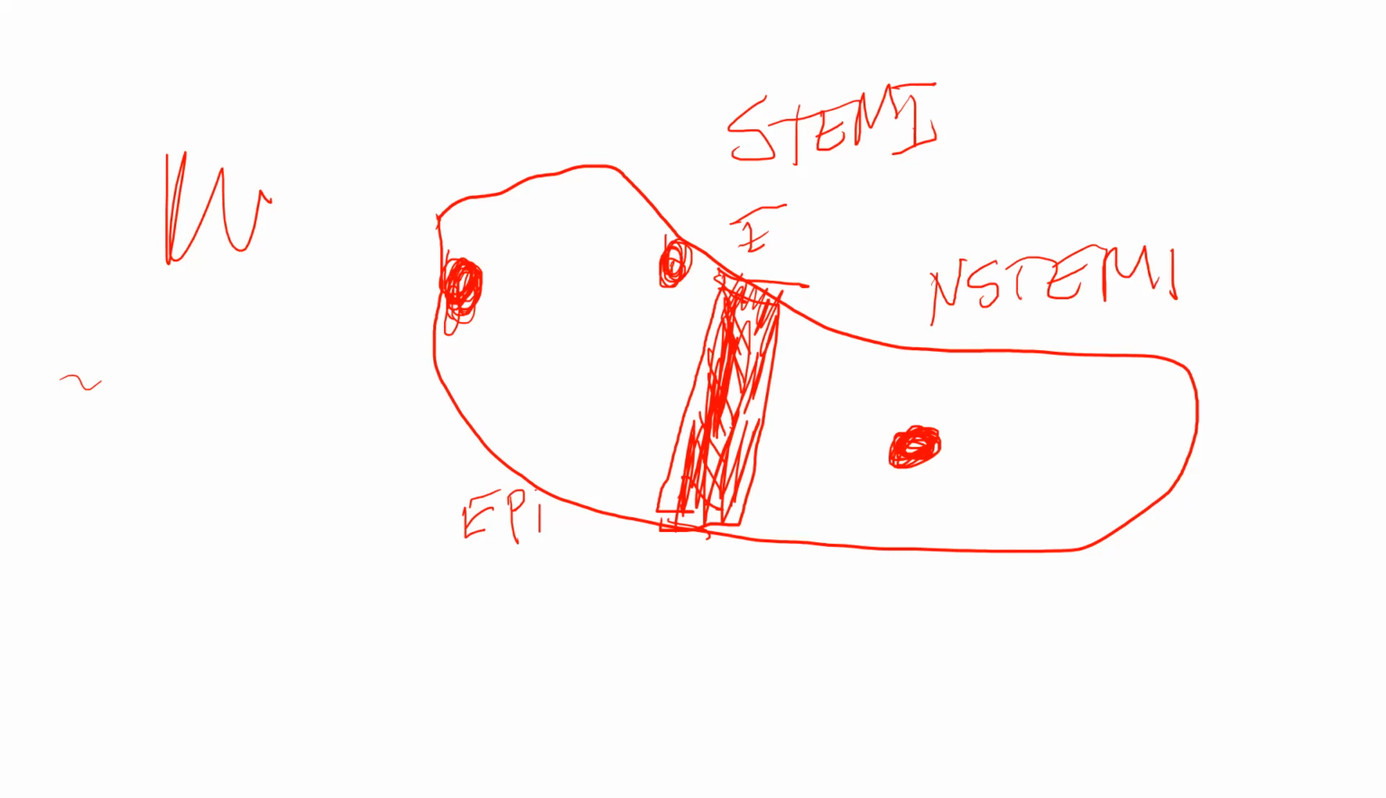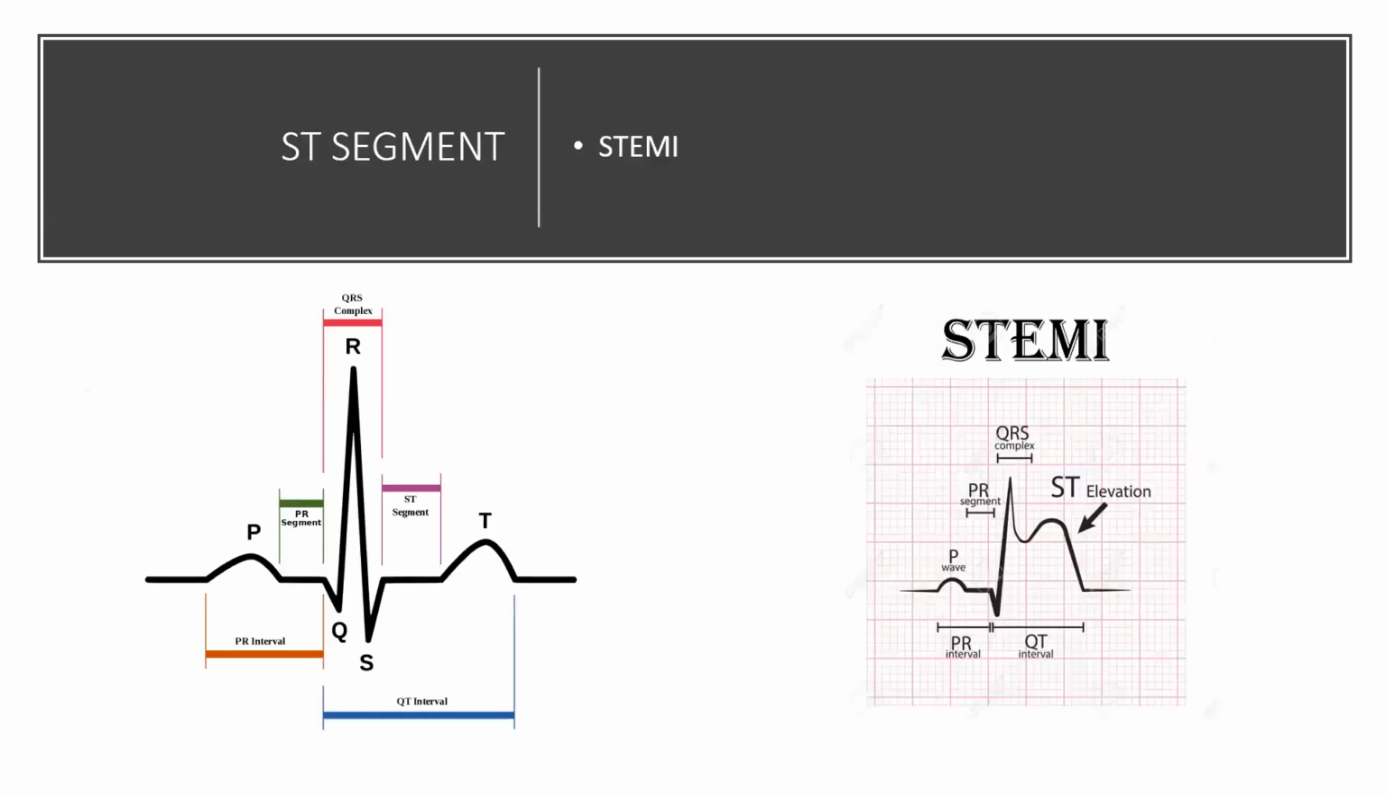Did I make that clear? That in a STEMI, there is wall-to-wall destruction of muscle. In a non-STEMI, there is partial destruction of the muscles of the myocardium. Okay? Was that clear? Thank you. So let's go ahead and move forward.